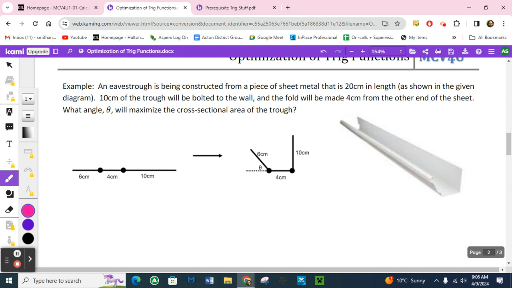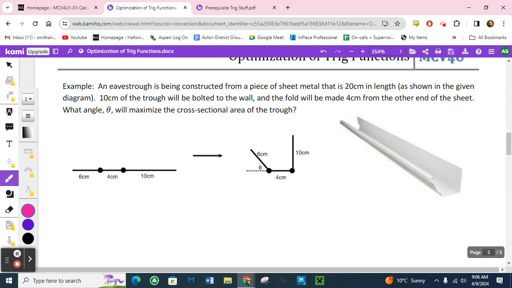And depending on how we fold that piece of sheet metal, a different angle, it's going to make different shapes of eaves troughs, right? Some will be very, very shallow, and there won't be a lot of depth to the water that can flow through it, but it can be wide. And maybe we won't go past 90 degrees, but you can also make this a rectangular eaves trough. How should we make it?